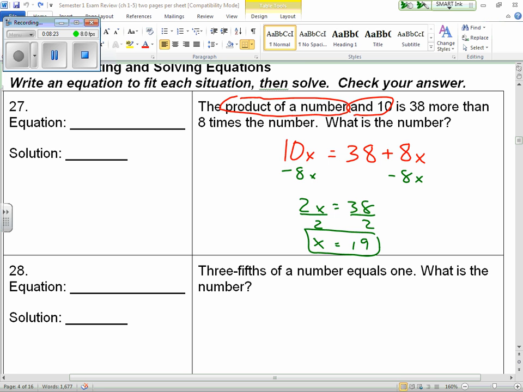The equation we would want is 10x equals 38 plus 8x. And our solution is that x would have to be 19.